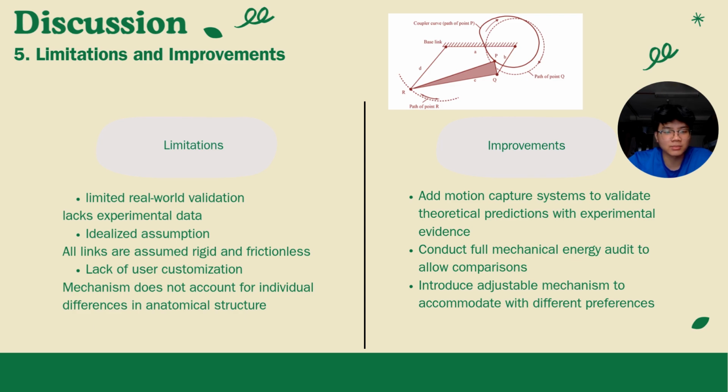Secondly, we have idealized assumptions. All our links are assumed to be rigid, frictionless, and perfectly planar. This ignores real-world factors like joint backlash and link flexibility. So improvements like conducting a full mechanical energy audit can be done to allow meaningful comparisons. Third, we have lack of user customization for the wheelchair. The 4-bar linkage mechanism has a fixed design and does not account for individual differences. So improvements like introducing an adjustable linkage that accommodates different preferences could be done.